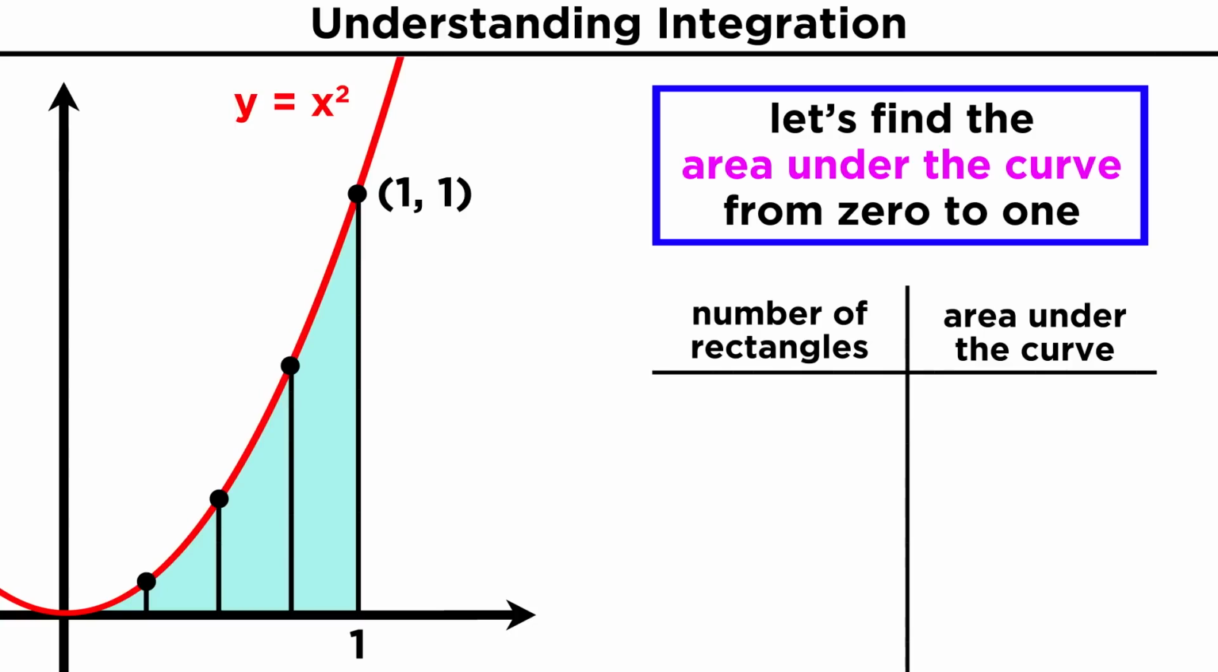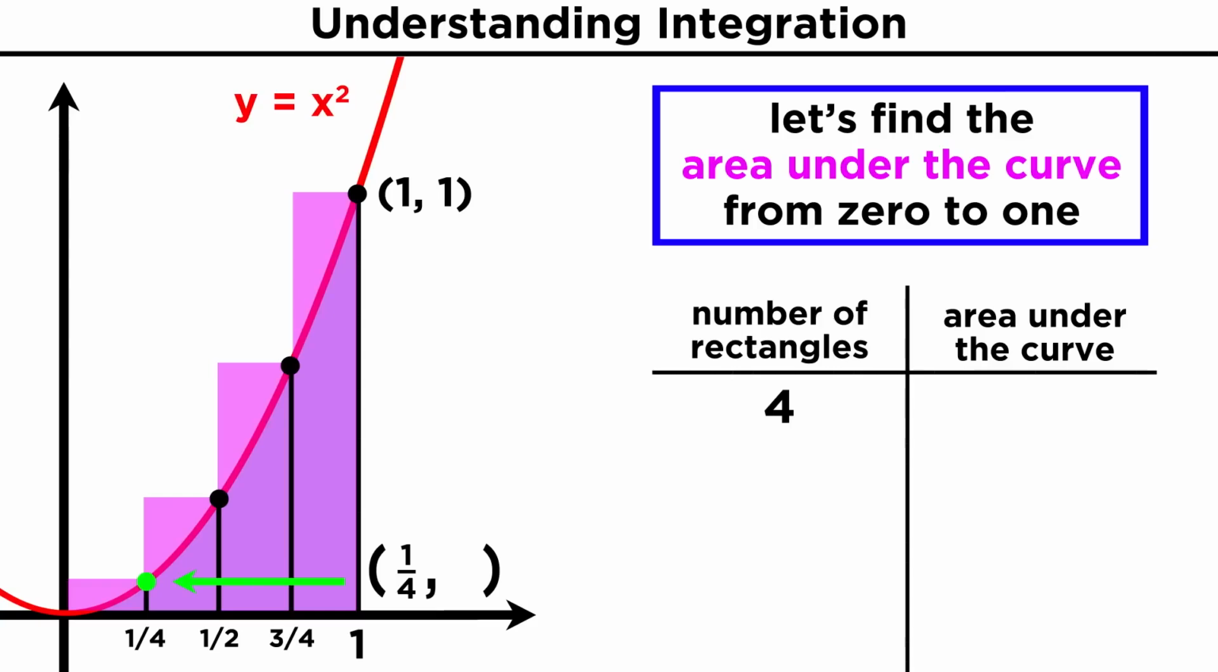First, let's chop this area up into 4 sections, from 0 to 1/4, then to 1/2, then to 3/4, then to 1. We can approximate each of these with a rectangle, which is useful because it will be easy to get the areas of these rectangles. Each of them has a base of 1/4, and we can get the heights by using the function. The x-coordinate of this point is 1/4, and every point on this curve has the coordinates x, x squared. So the height of this first rectangle must be 1/4 squared, or 1/16.